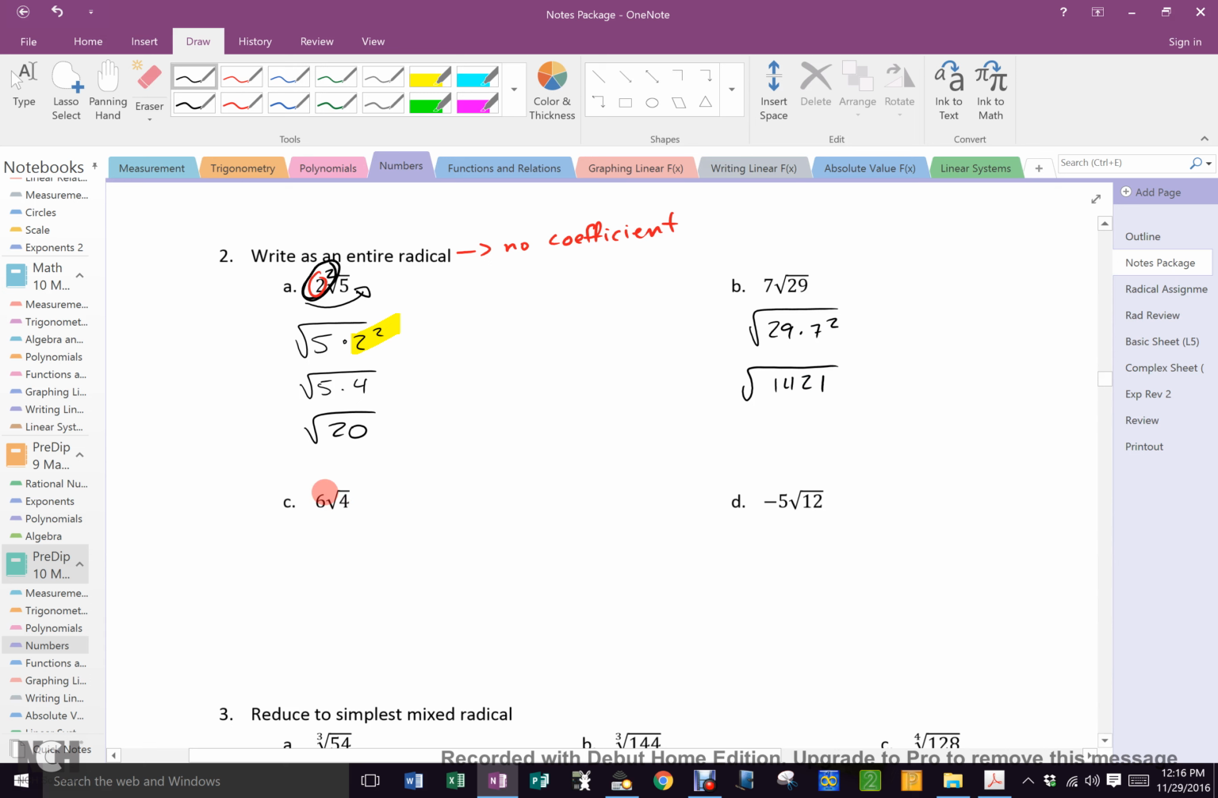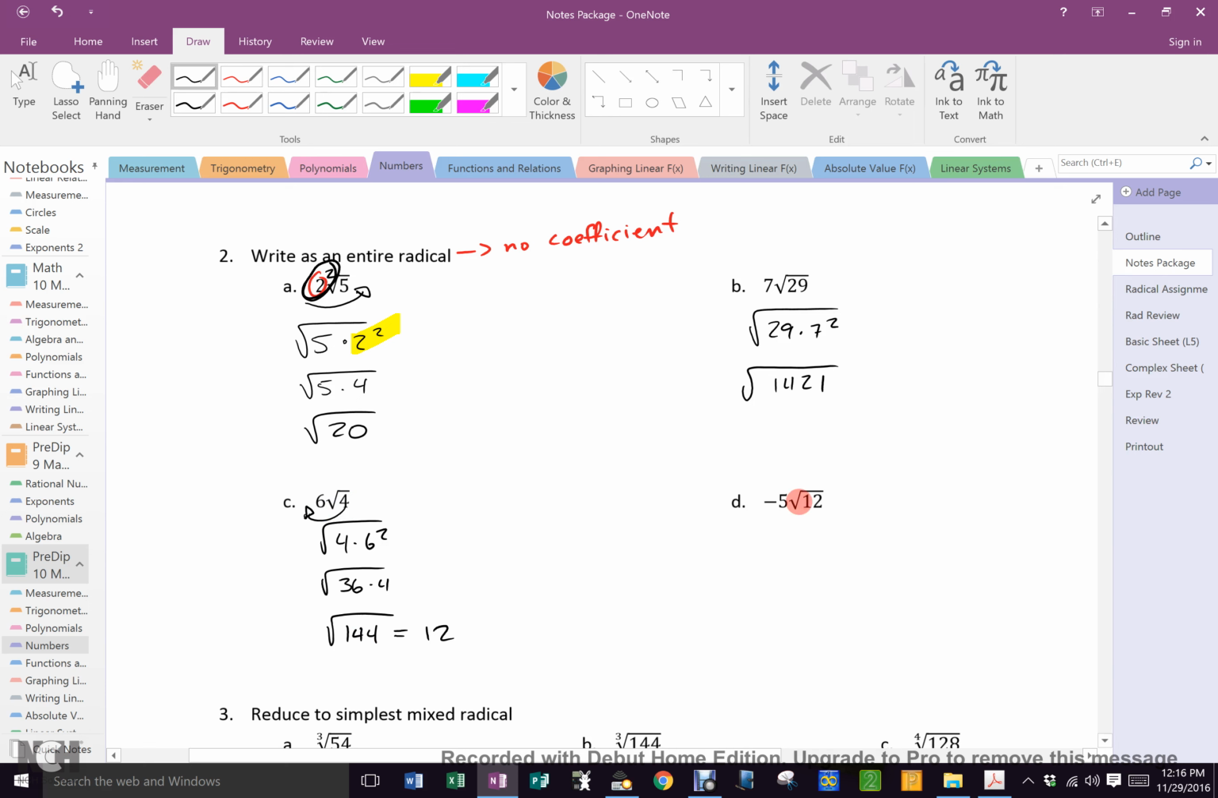So what's this one going to be? It's going to be the root of 4 times 6 squared, which is the root of 36 times 4, which is 144. Weird. Isn't the root of 144 12? Yes. Of course it is, because look at this question. What's the root of 4? 2. And what would come out? 2. Same thing. Everybody with me?